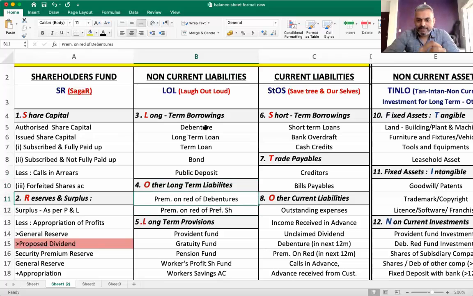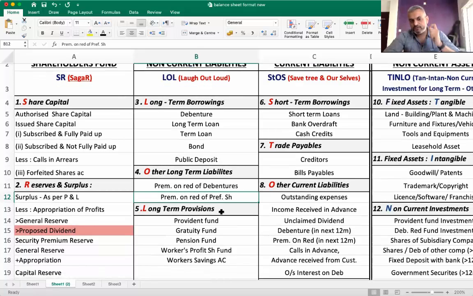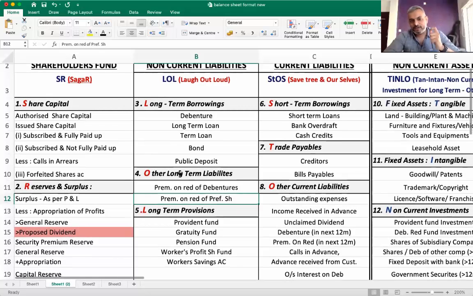Now you have already seen redemption of debentures on premium. So here you have premium on redemption of debenture. When we create this liability account, it is for a longer period of time. So this is recorded in other long-term liabilities. So please be careful. Premium on redemption of debenture and premium on redemption of preference share will come under other long-term liabilities.